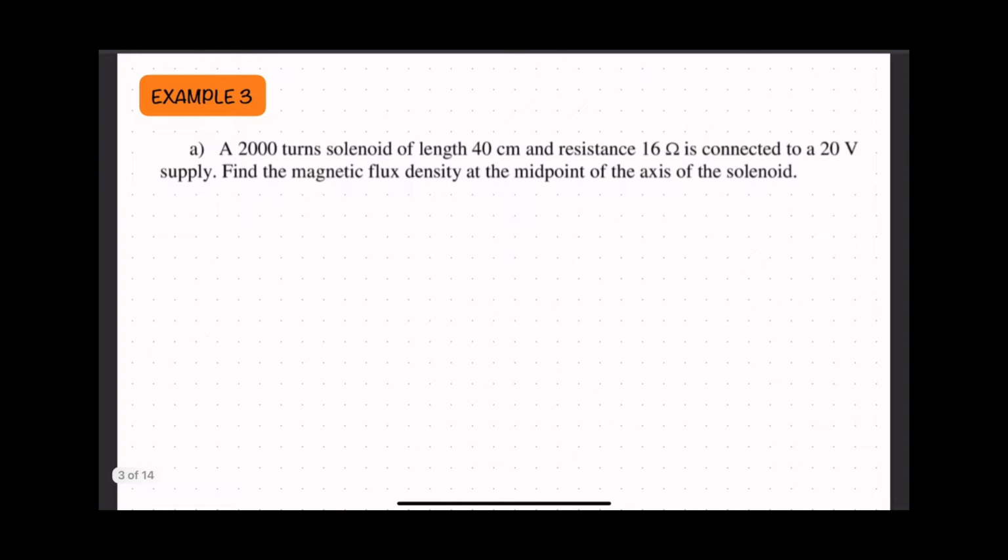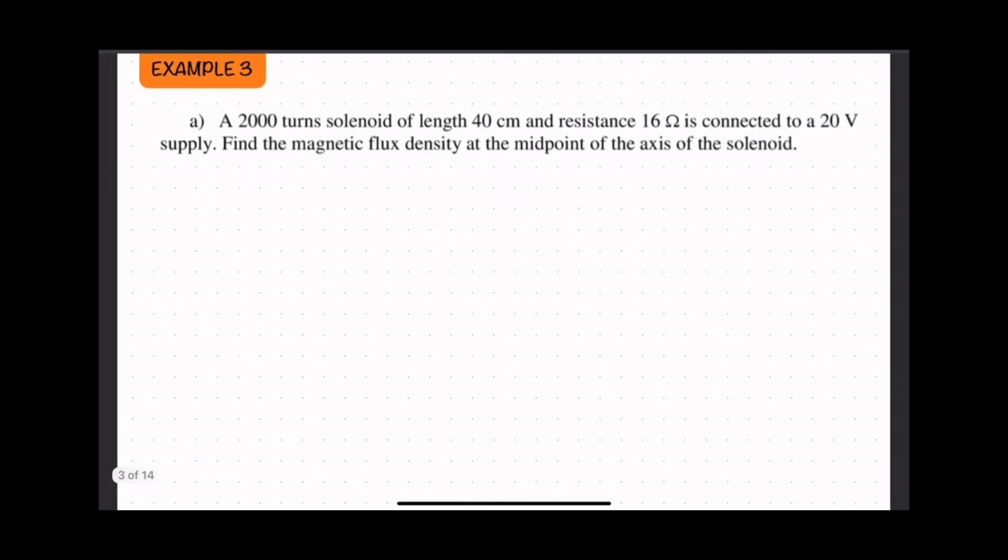Alright, so next is example 3. We have question A. 200 turns of solenoid of length 40 cm and resistance 16 ohm is connected to 20 volt supply. Find the magnetic flux density at the midpoint of the axis of the solenoid. Okay, midpoint, so kita guna formula midpoint lah. So B at the midpoint for the solenoid is equal to mu naught Ni over L.